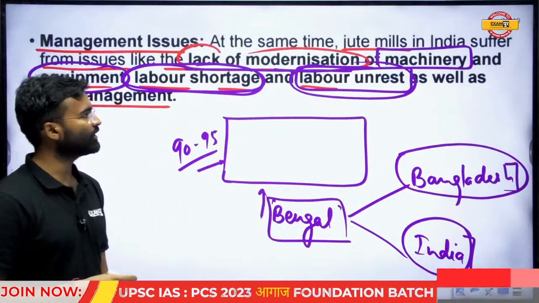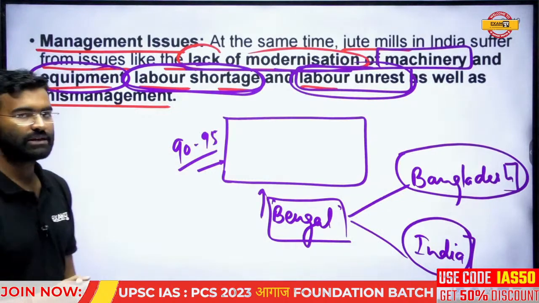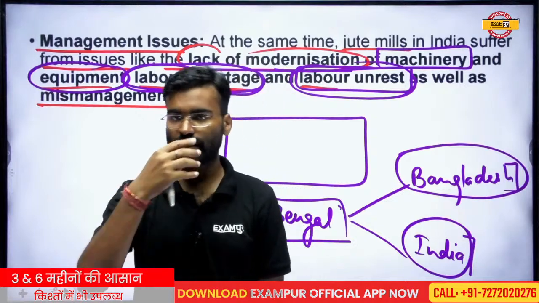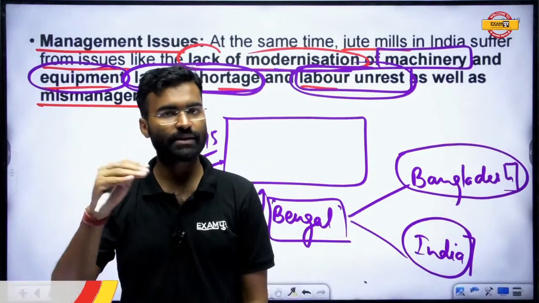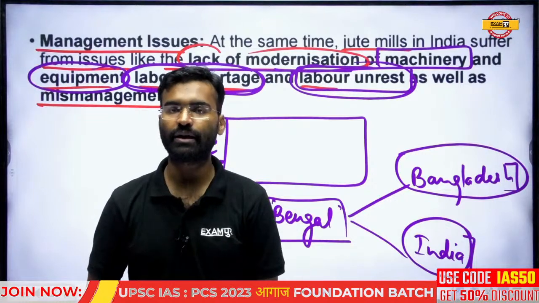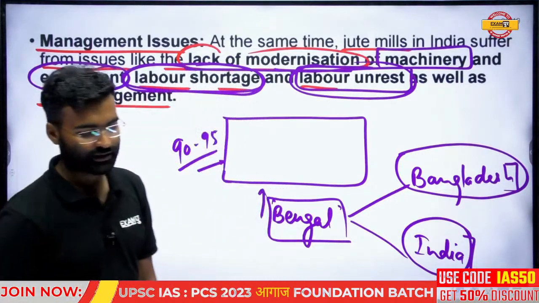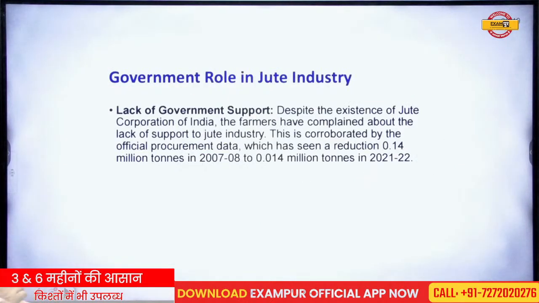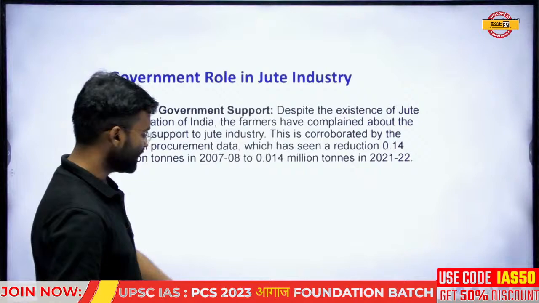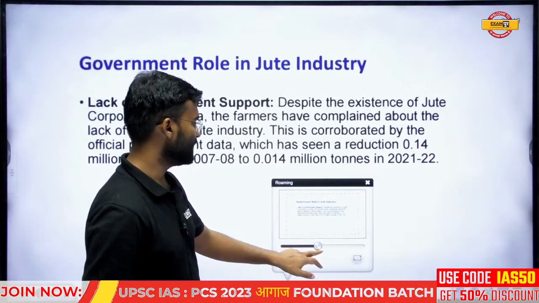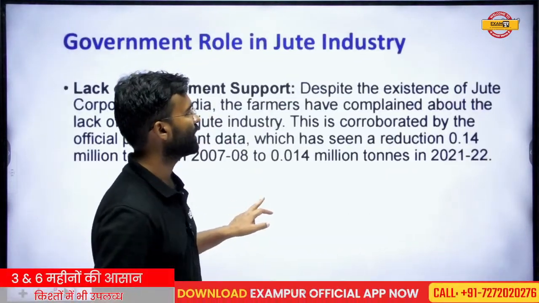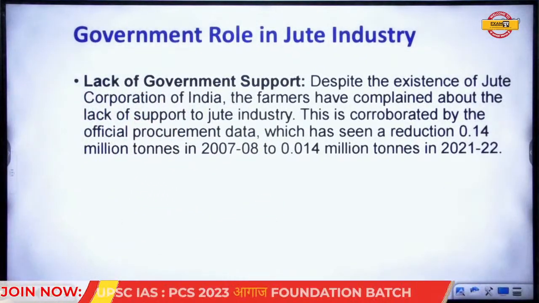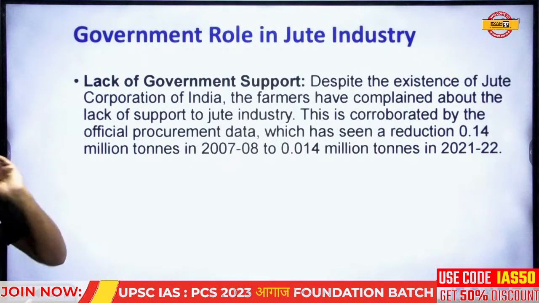So guys, I think you are getting my points. Firstly, we understood the importance of jute. Then what are the factors, what are the reasons why the jute industry is in a declining phase in India? And now, what is the role of the government? Firstly, the government's role in the jute industry.